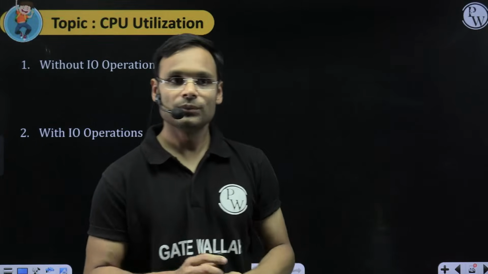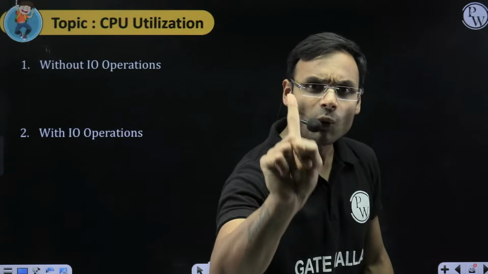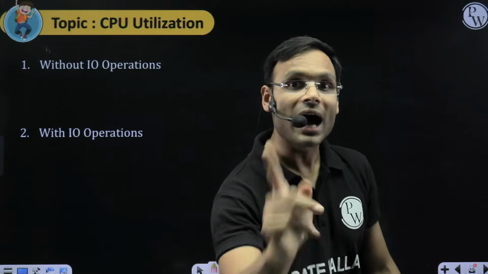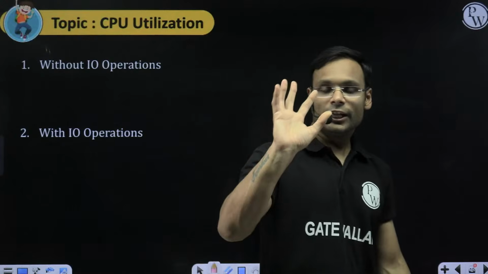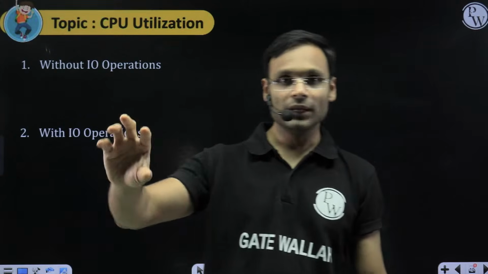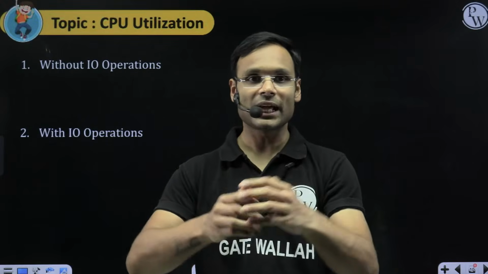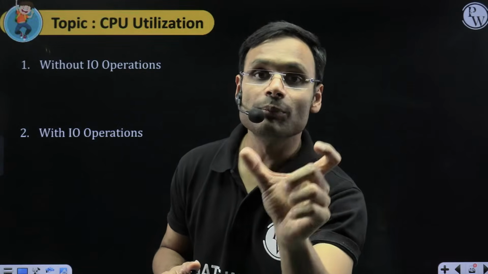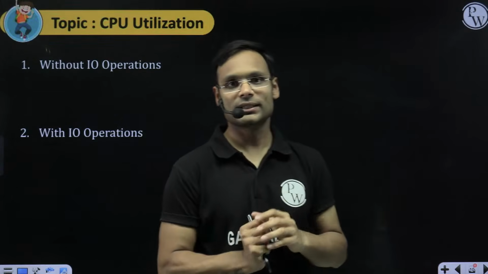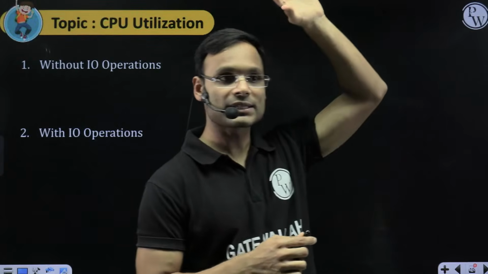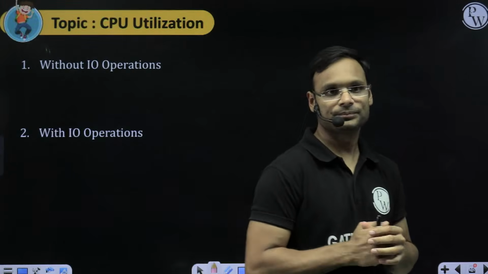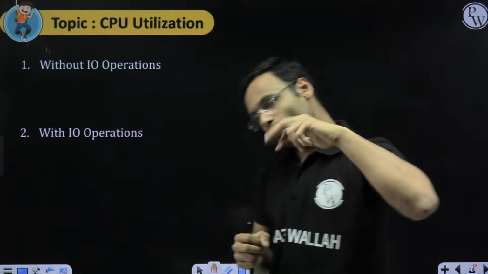But let's assume there is only one process, and there is a 5% chance that the process will go for IO. Let's say 5% of the time the process will go for IO. Then how much is the CPU utilization? 95%. Why? For 95% of the time the process can run on CPU, but for 5% of the time it will definitely go for IO operation. Okay, but let's say we have two different processes.